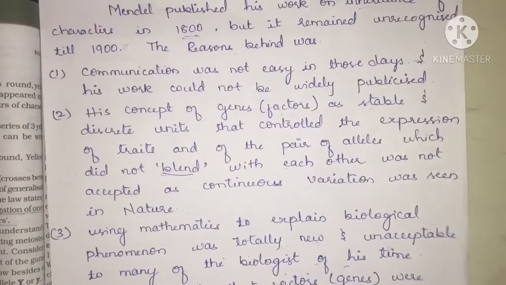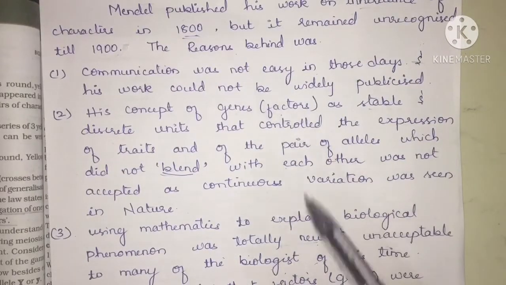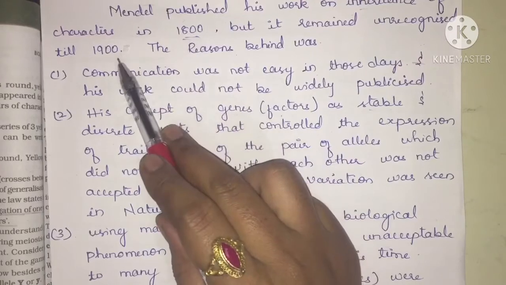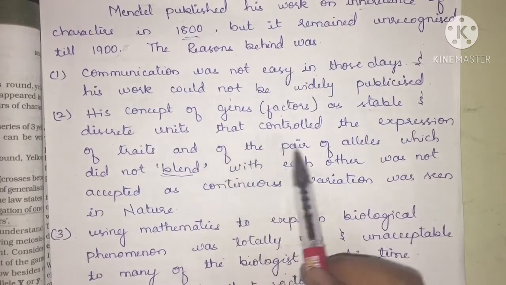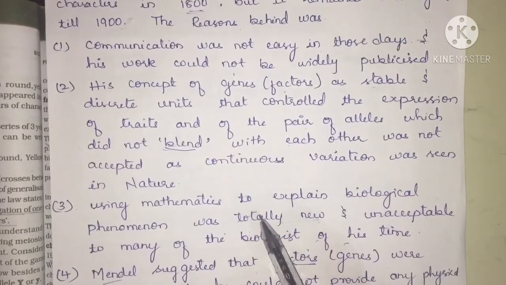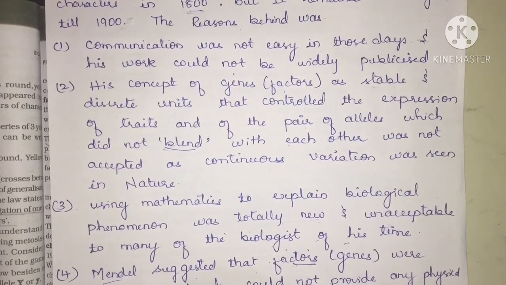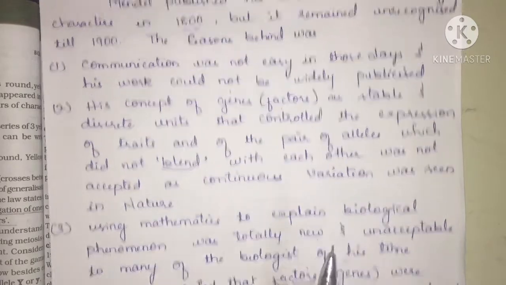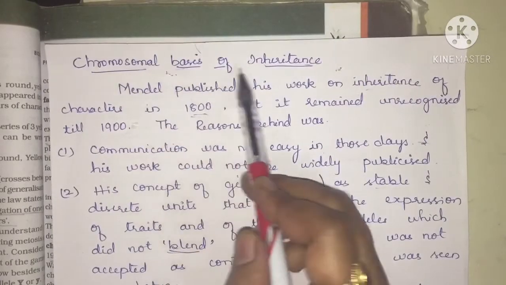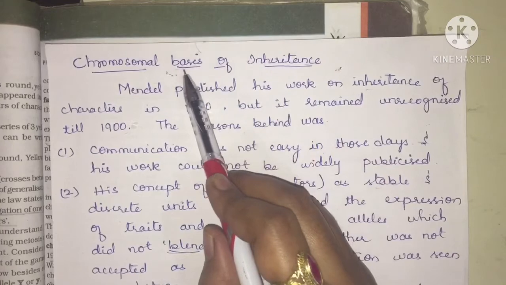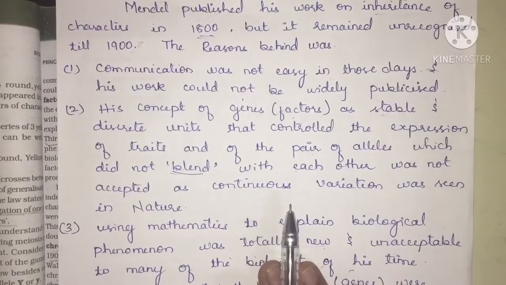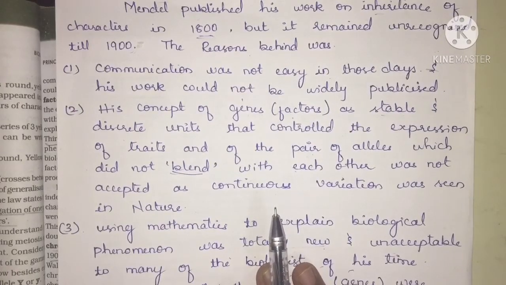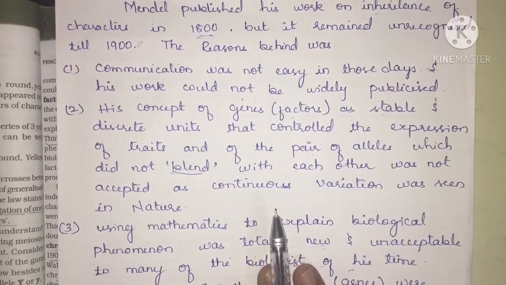So these were some of the reasons why it was not recognized from 1800 to 1900. The first one was that communication was not easy. The second one was that he didn't talk about blending. The third one was that he used mathematics here, and the fourth one is that he did not give any physical proof for these genes. Now, what did I say? It is the chromosomal basis of inheritance. Using this basis of inheritance, some other scientists have worked on the work of Mendel, and they have given the chromosomal theory of inheritance.